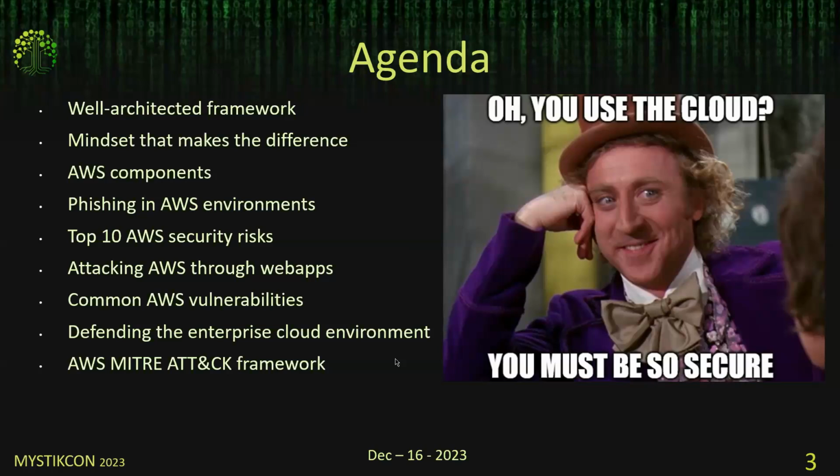So let's jump into the agenda for this talk. We are going to speak about a variety of things, starting with the well-architected framework and the shared responsibility model, then understanding the attacker's mindset that makes a difference, what AWS components are being used, what their weaknesses are, how we can secure them, how phishing takes place in AWS environments, the top 10 AWS security risks, and attacking AWS through web apps. Then we'll look at common vulnerabilities found in AWS, how we defend our cloud environment from them, and finally a brief overview of the cloud kill chain, shown by this attack framework.